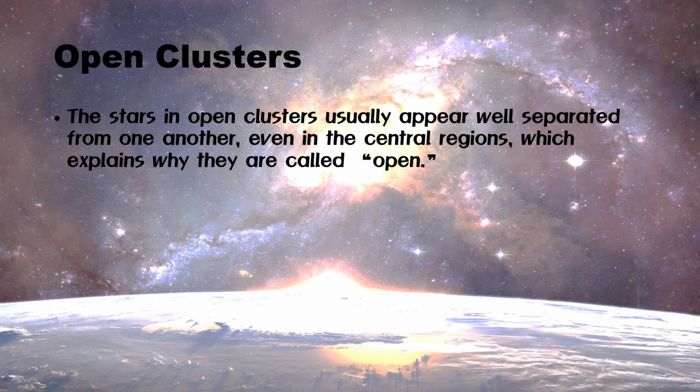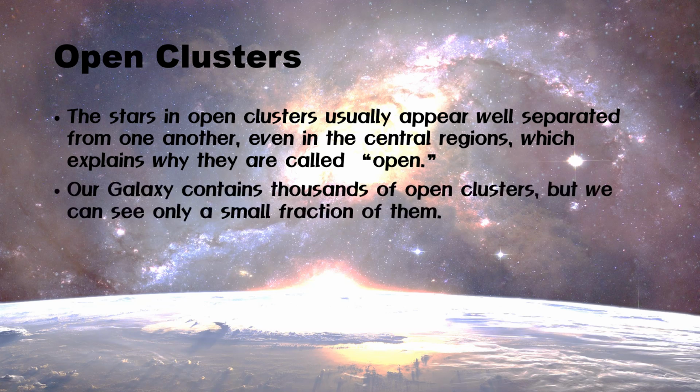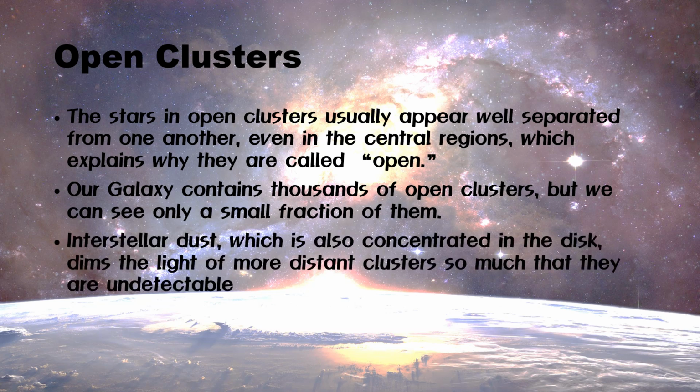Now, the stars in open clusters usually appear well separated from one another, even in the central regions, which explains why we tend to refer to these as open clusters. Our galaxy contains thousands of open clusters, compared to the 150 globular clusters we saw. But we can only see a small fraction of these clusters. The reason for this is interstellar dust, which is much more concentrated in the disk and therefore dims the light of distant clusters so much that they end up becoming undetectable.